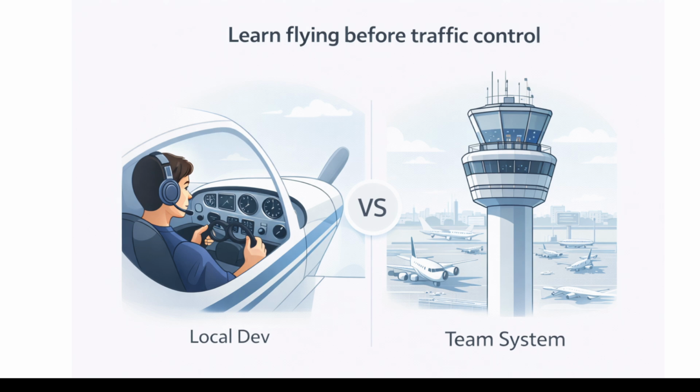In conclusion, my architectural choice is very simple. Start with Aspire, master distributed design, then move to Kubernetes only when scale demands it. Tools should reduce complexity, not introduce it early.